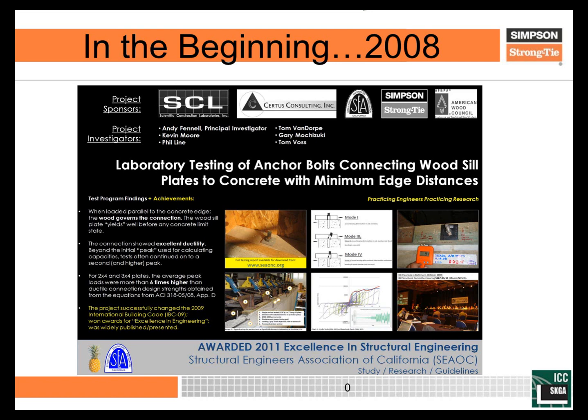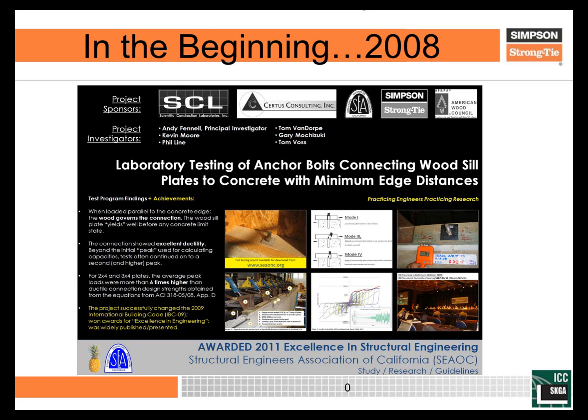The design capacities for those conditions were so low based on the design equations that the number of bolts that were required to be placed from standard shear wall began to feel excessive. And so we were approached by SEONC and we began to work with them on testing sill bolts and concrete to reestablish the values. This led to code changes into essentially the code that we have today.